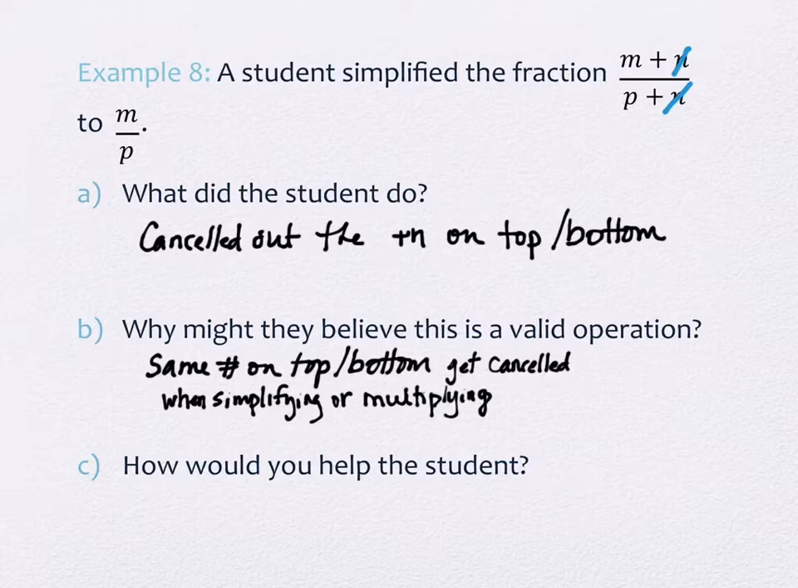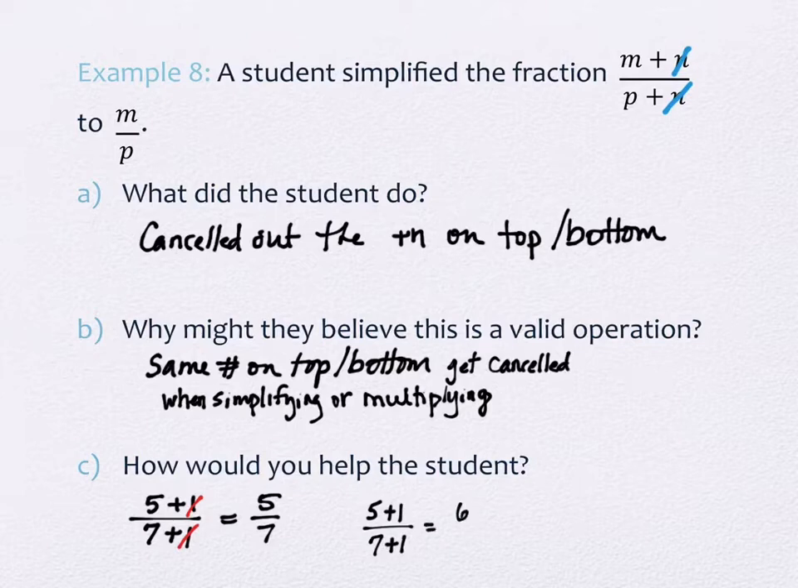So what might you do to help the students see what's wrong? I mean, like, obviously we can tell them this just doesn't work, but how could you show them something? You could plug in the numbers. Yeah, I think putting numbers in is a really effective way to do that. So let's say, for instance, that we just have some simple numbers. So let's say you have 5 plus 1 and you have 7 plus 1. Okay? So if you do what the student did, this would be 5 over 7, right? This is what the student's expectation is. But if you simplify 5 plus 1 over 7 plus 1, you actually get 6 over 8.